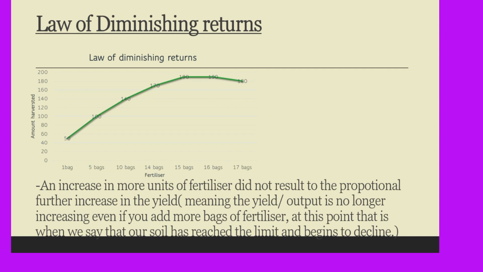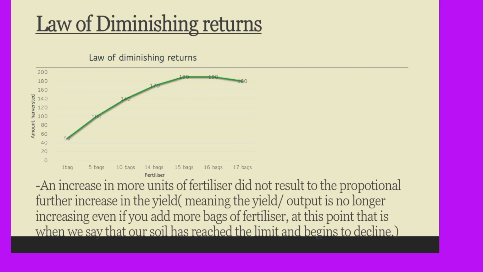So what is this law of diminishing returns? An increase in more units of fertilizer did not result in a proportional further increase in the yield. Meanwhile, the yield or the output is no longer increasing even if you add more and more bags of fertilizer.